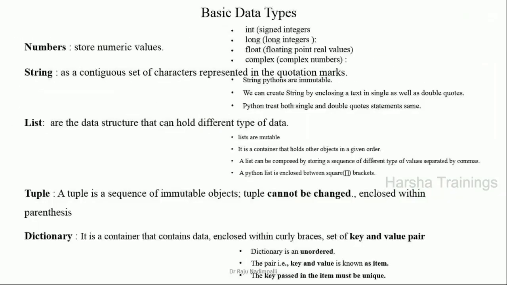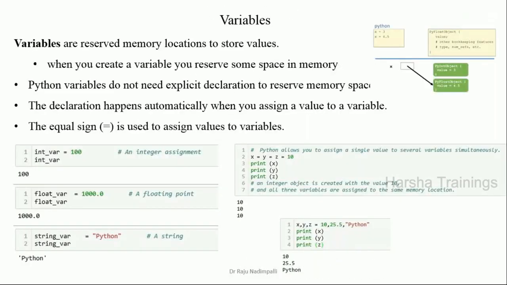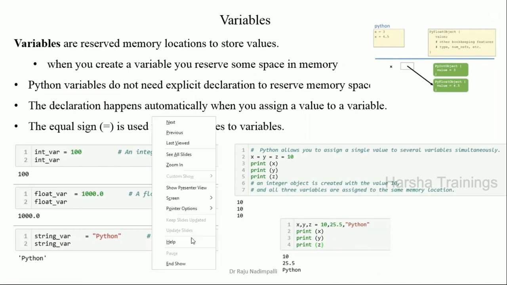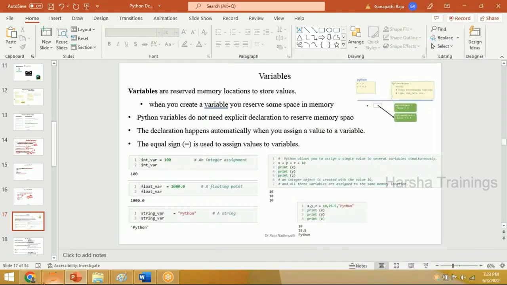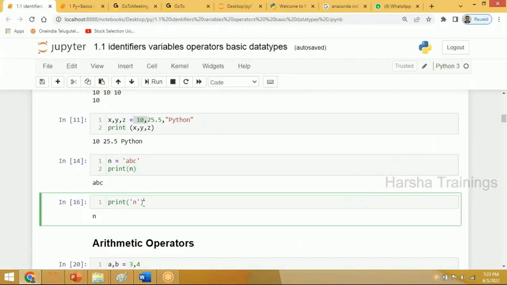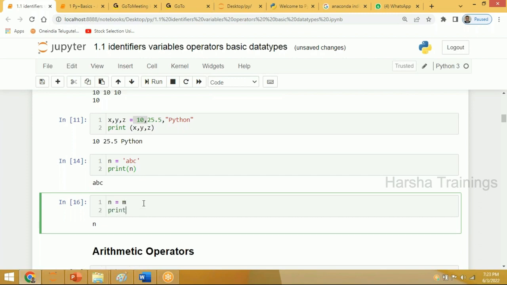Sir, I have a question. Suppose I assign n equal to m and then print n, will that also be a name error? Let me check. n equal to m, print n. Actually, you don't have any value for m. Do we have any value for m?